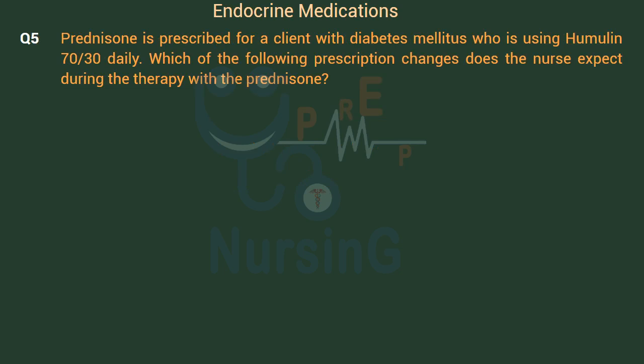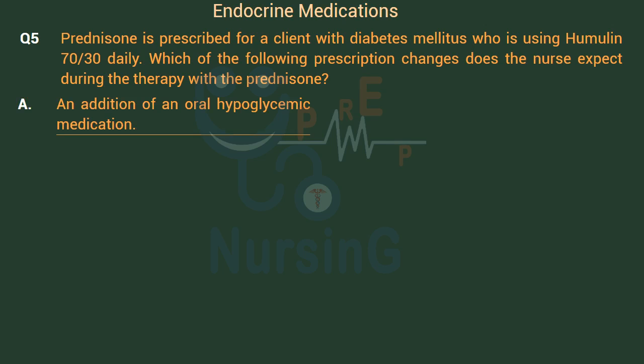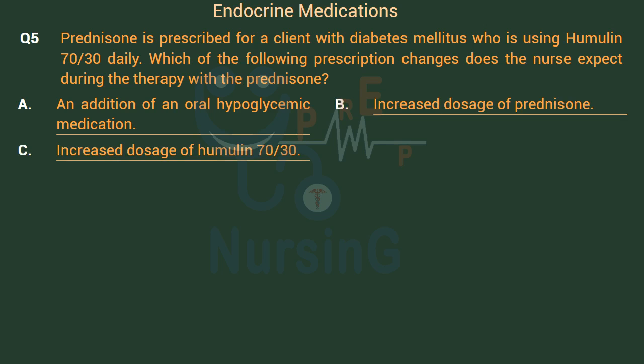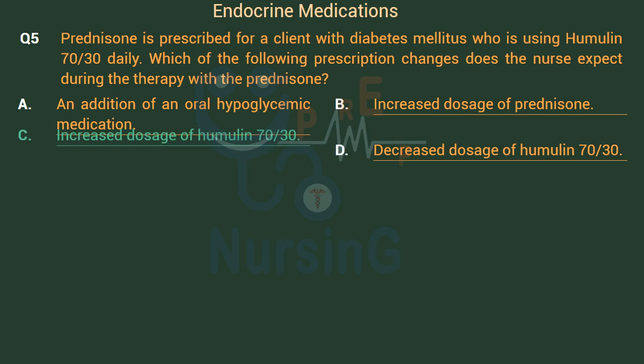Prednisone is prescribed for a client with diabetes mellitus who is using Humulin 70/30 daily. Which of the following prescription changes does a nurse expect during the therapy with the prednisone? Option A. An addition of an oral hypoglycemic medication. Option B. Increased dosage of prednisone. Option C. Increased dosage of Humulin 70/30. Option D. Decreased dosage of Humulin 70/30. Right answer is Option C.